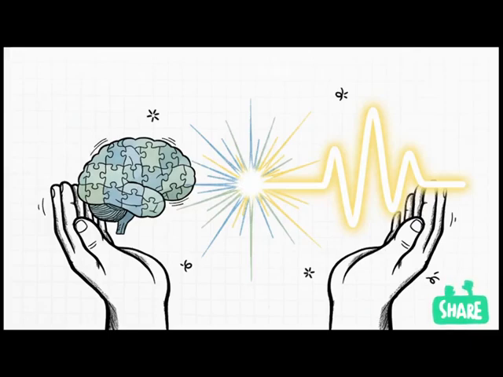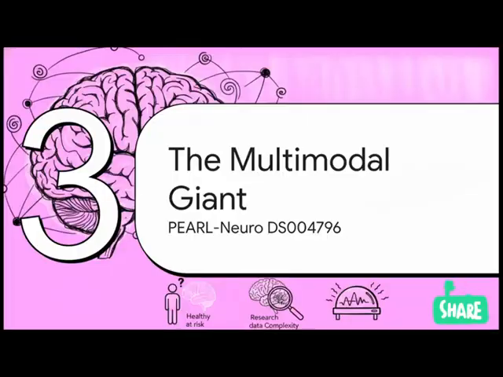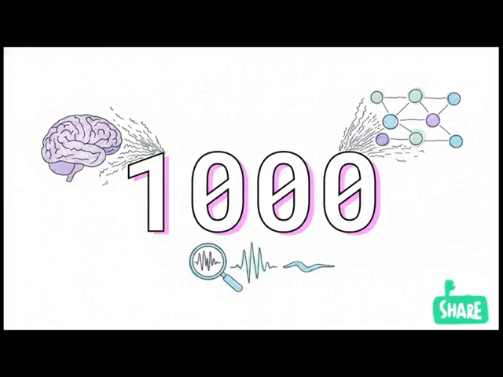Now here's where we pivot a bit. I know some of you are probably thinking, okay, I love the clean EEG, but my architecture is multimodal. I kind of want that massive ADNI-like variety, but I absolutely refuse to compromise on EEG quality. Well, I've got exactly what you need. Welcome to Section 3, the multimodal giant, PEARL-Neuro Dataset DS004796. This is a serious heavy-hitting dataset.